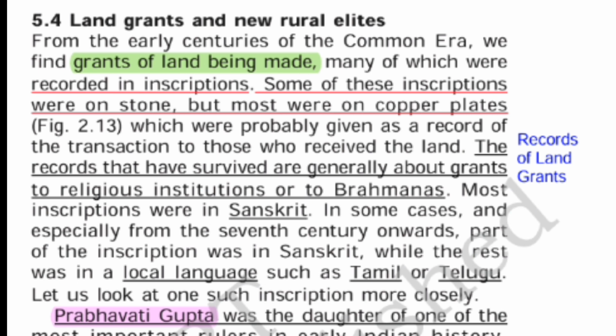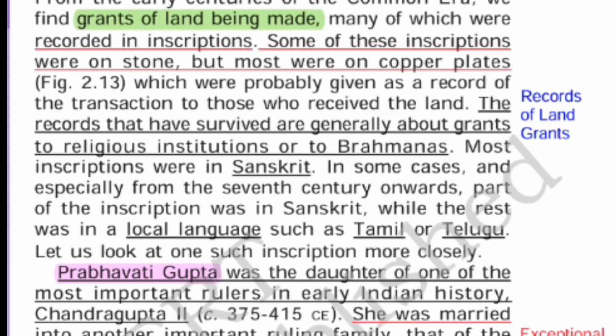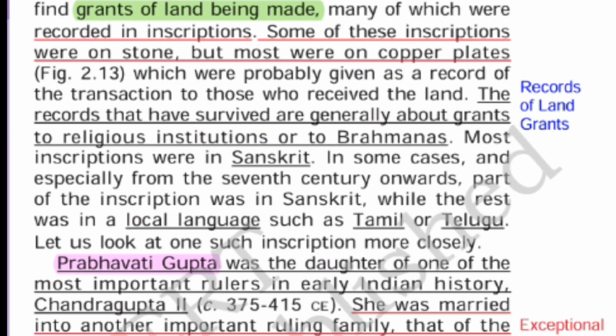The next topic is land grants and new rural elites. Historians have found evidence of land grants from very early centuries. So what are the sources for these land grants? The main sources of evidence of land grants are stone inscriptions and copper plate inscriptions. The rulers used to grant lands to religious institutions as well as to individuals.